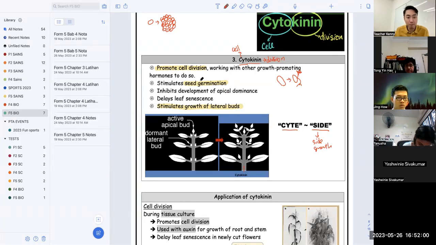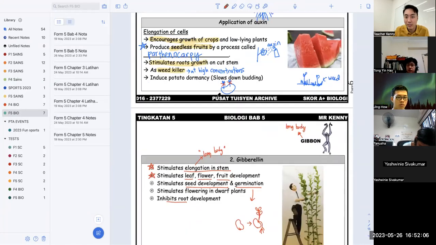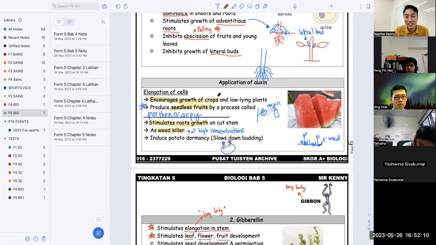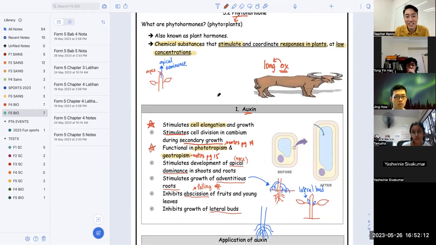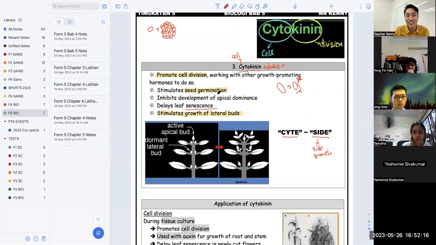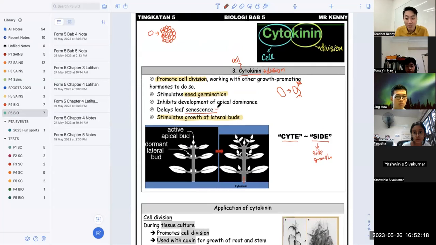Okay, understand? You see, it delays leaf senescence. Did I teach this word just now? Did I explain the word? I don't think so. I only taught you guys abscission. Okay, and adventitious. Okay, another new word here. Senescence means, as you learned before last year, growing old.